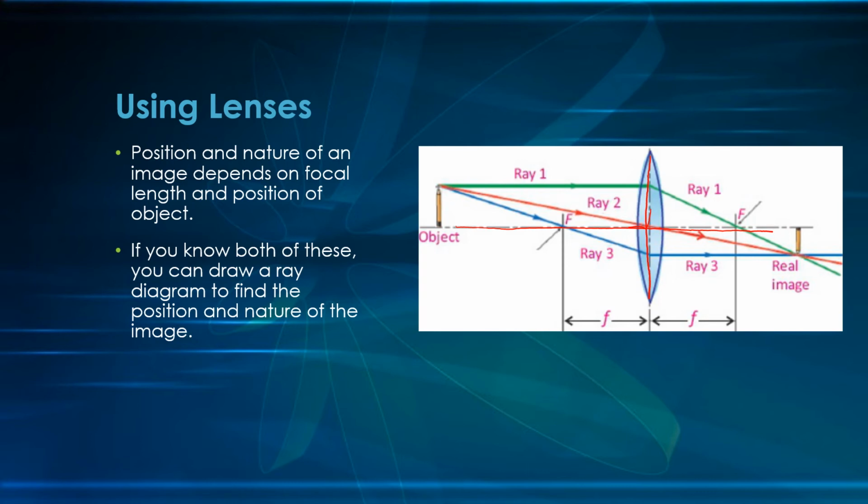So here we can see, first of all, we draw ray 1, which is parallel to the principal axis from the top of the object. That is refracted and it will refract through the principal focus. Ray 2 will pass through the center of the lens, and finally our ray 3 will pass through the principal focus before it reaches the lens.